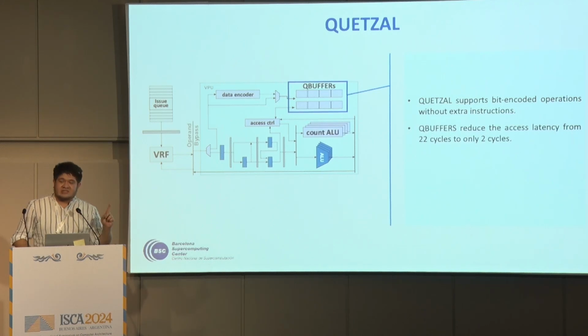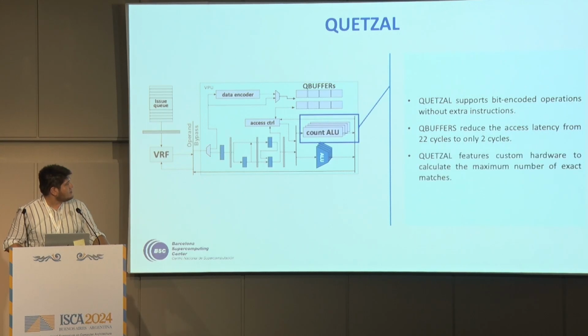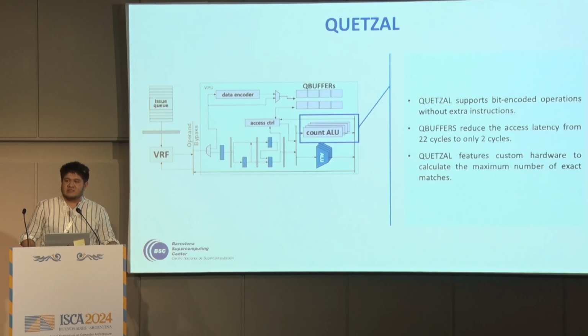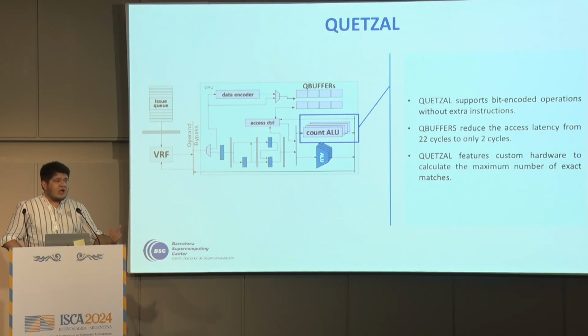Next, it reduces the latency to get the values for the input sequences from 22 cycles to only 2 cycles. That's a 10x better latency than the normal implementation. And finally, it has a specific ALU that gets these input sequences from the buffers and calculates the maximum number of consecutive matches in the input sequences, reducing the number of instructions, addressing both bottlenecks that we mentioned at the beginning. But how will this look in the algorithm or in the execution?